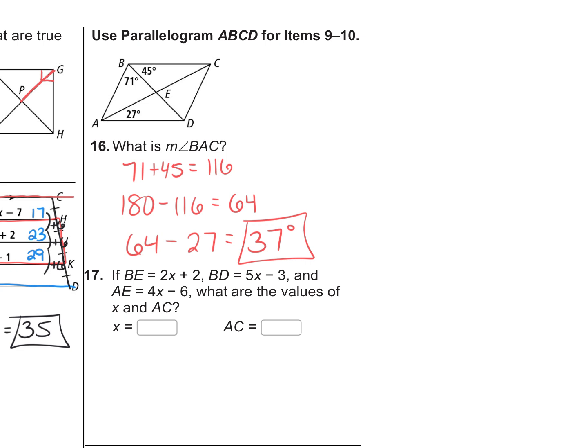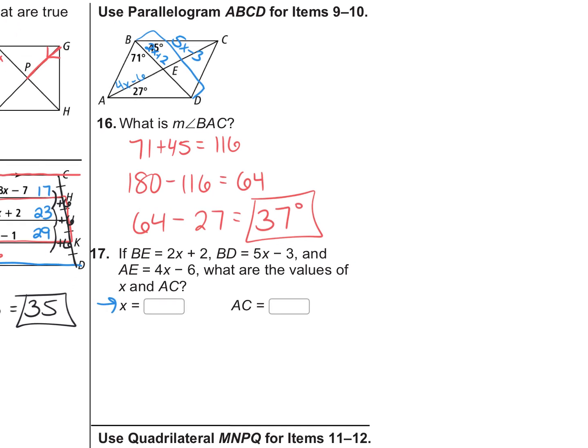All right, if BE is 2x plus 2, and BD is 5x minus 3, and it tells us AE is 4x minus 6, it wants us to find x and AC. We need to find x first. I tried to outline it for you. How do we find x?